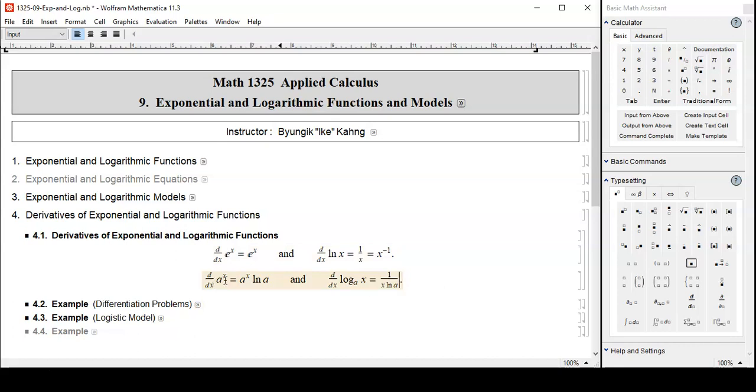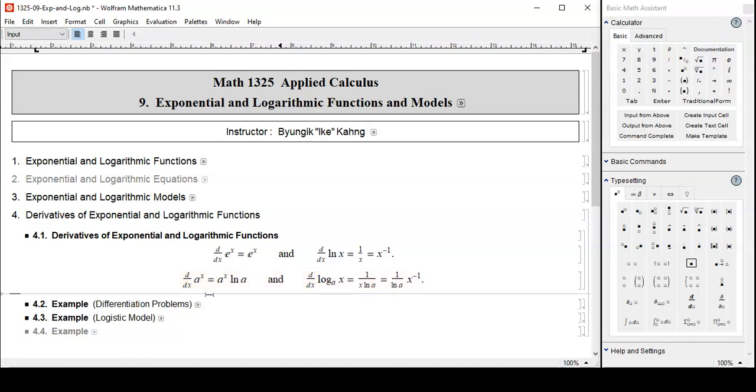The derivative formula for a to the x power is a to the x power times the natural log of a. The derivative of log base a of x is 1 over x times log of a, or equivalently, 1 over natural log of a times x to the negative first power. Which form do I prefer? I prefer the power form, this one. But of course, our textbook author prefers this one. They're the same.